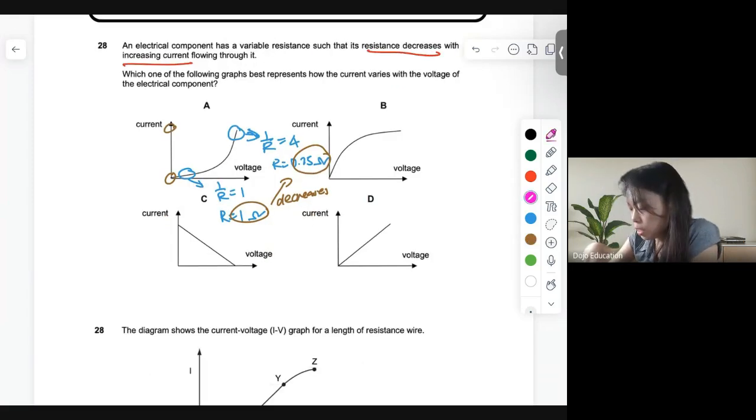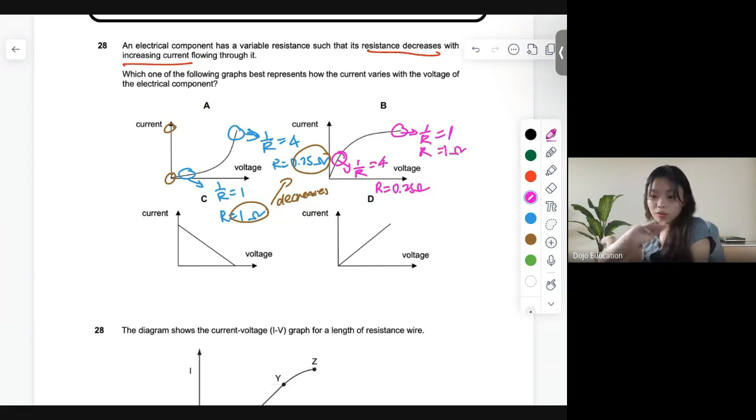Then for question B, this part of my graph is the steepest as compared to this part. This part is almost flat. Almost flat means almost 0 gradient. So this part, my 1 over R is 1 because my gradient is a less steep one. And this part is steeper, so for example, 4. So when I calculate my R, this part is 0.25 and this part is 1. So even though the graph is getting gentler, my resistance is increasing from 0.25 to 1.